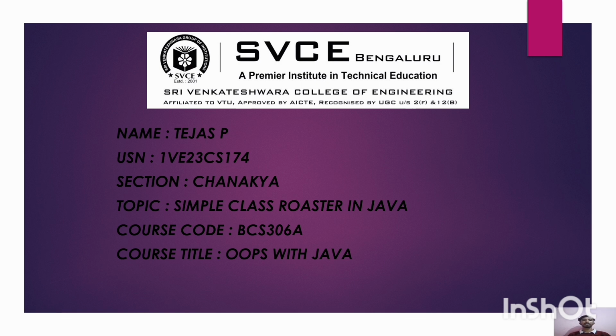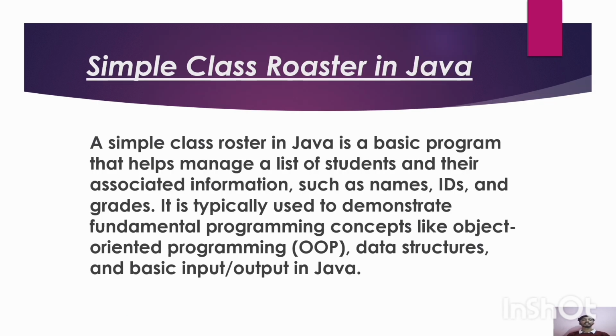Today let's discuss a simple class roster in Java. A simple class roster in Java is a basic program that helps manage a list of students and their associated information, such as names, IDs, and grades. It is typically used to demonstrate fundamental programming concepts like object-oriented programming (OOP), data structures, and basic input/output in Java.